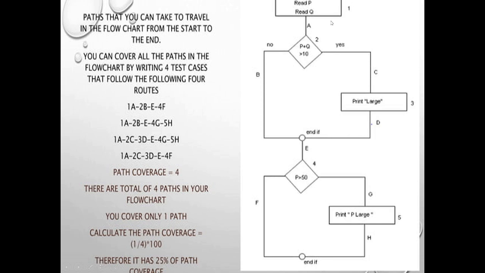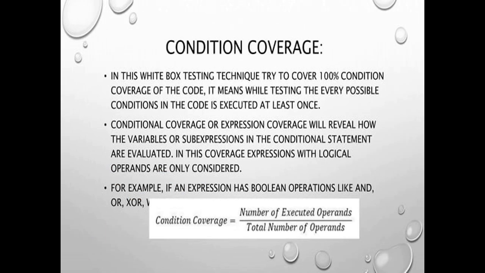So 1A, while traveling here 2B, understand? After 2B, what happens? Next it reaches E, right? Next it goes for 4F. Understand? So these are the paths we are traveling. Total number of paths like this, you can cover 4 paths. Of those 4 paths, the one executable to the end is one path, right? So 1 by 4. The executable paths from the total number of paths gives 25% path coverage.